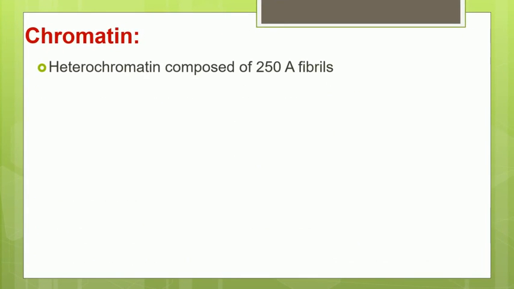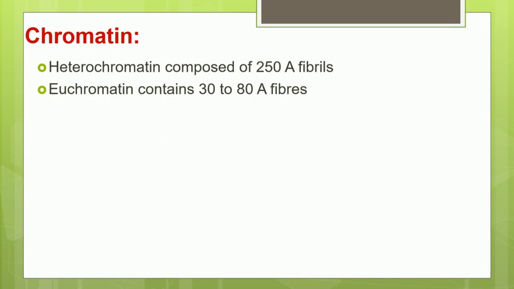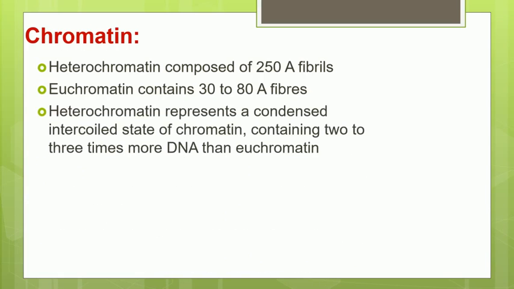Further, this heterochromatin is composed of 250 angstrom fibrils, whereas euchromatin is composed of 30 and 80 angstrom size fibers. Heterochromatin, as we have seen, is the condensed region of the chromatin, and it contains 2 to 3 times more DNA than the euchromatin. Okay, because here the tight coiling of the DNA takes place in the heterochromatin, therefore the DNA content is more, and it is about 2 to 3 times more than the euchromatin.